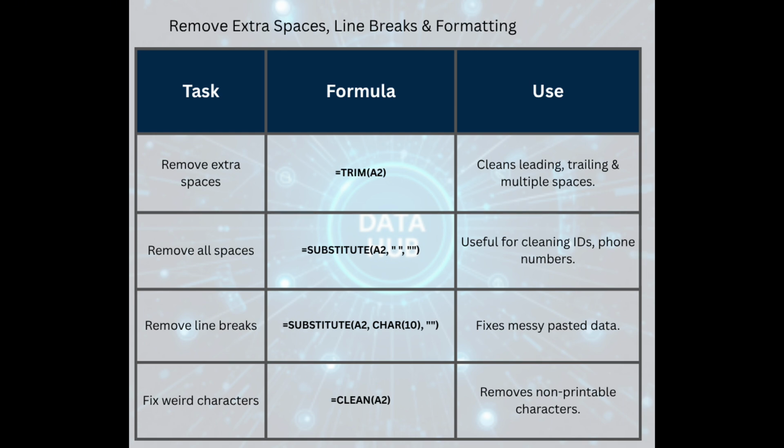Okay, the next one is SUBSTITUTE. With substitute, you give in the cell number, then you give the value that needs to be changed, and the third thing is what you want to change it to. For example, SUBSTITUTE A2 means cell A2, then an empty space in inverted commas, and the third thing is nothing between the inverted commas. So whatever spaces are in A2, it will remove those spaces.